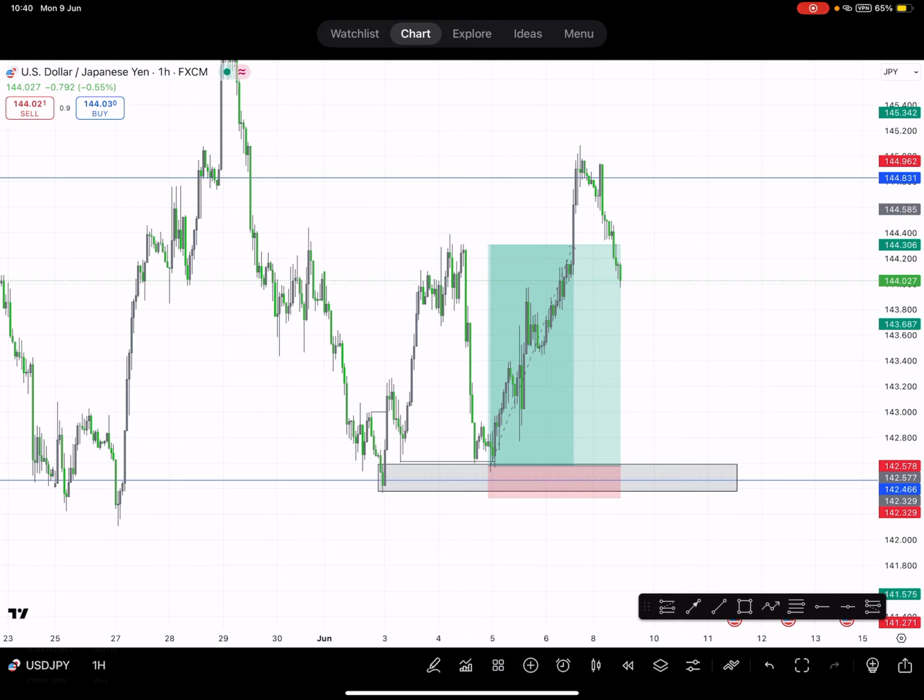Now this trade, I didn't take it. I took this trade on my MT5. I'm just making another video of how I analyze the trade.